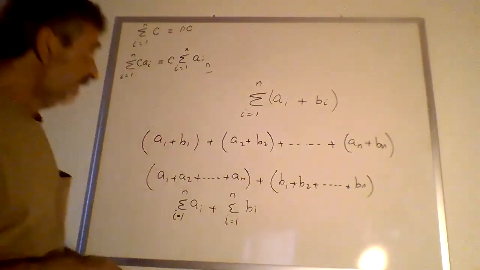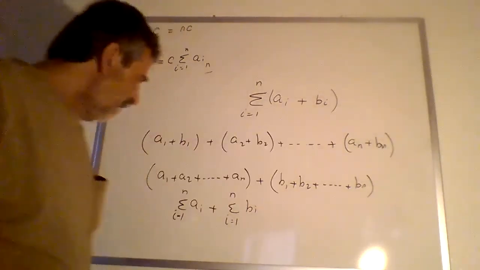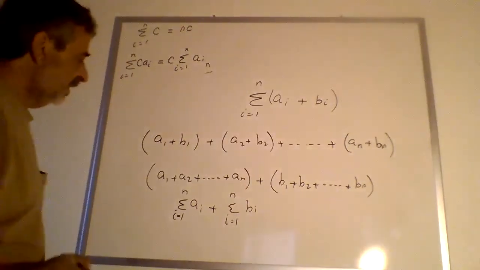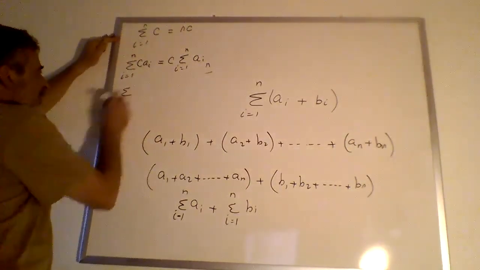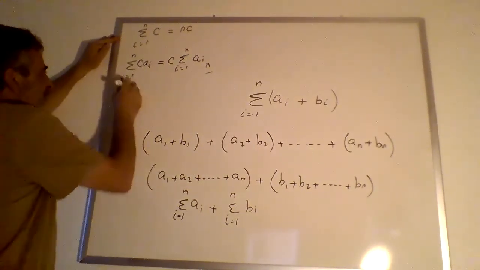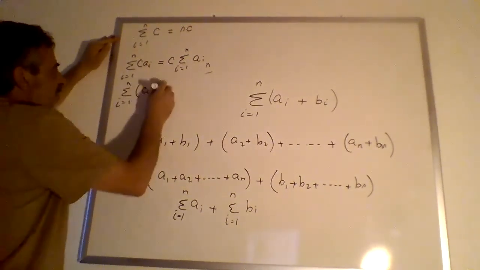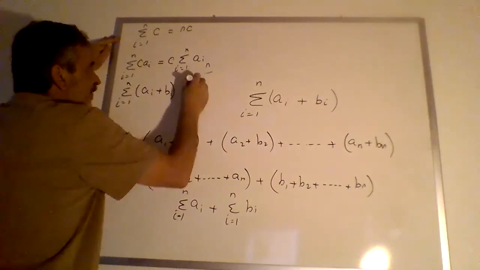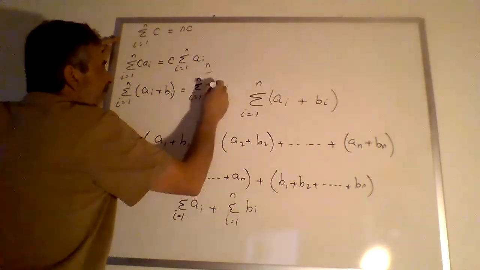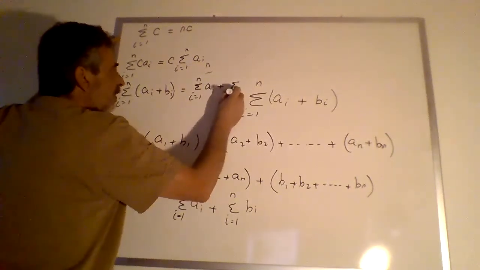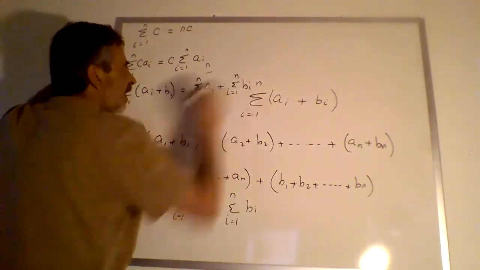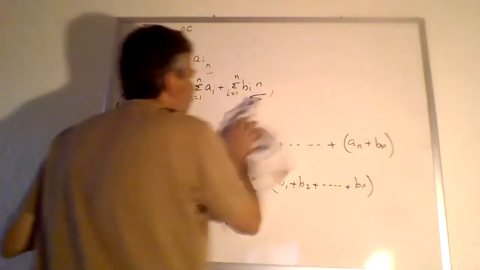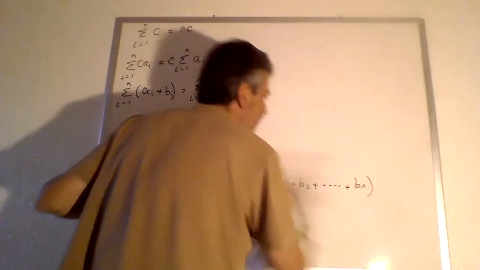So if I do have an addition inside the sum, I can really split that sum into two parts and get a new property that says summation i equal 1 to n of a_i plus b_i equals summation i equal 1 to n of a_i plus summation i equal 1 to n of b_i. So this is another one of those properties that we could use for summation.